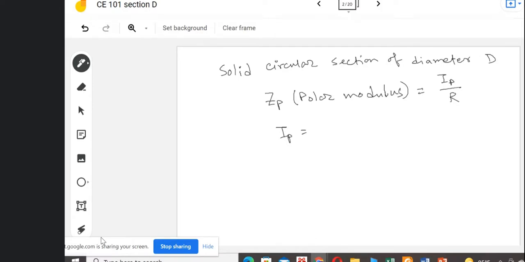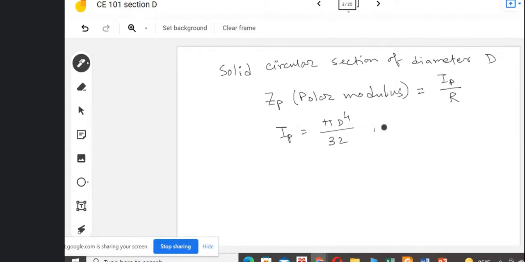Sir, we will write D by 2 in its place. Yes, and how much will it come to? Pi d to the power 4 by 32. Very good. Pi d to the power 4 by 32, where d is the diameter. This is the polar moment of inertia.